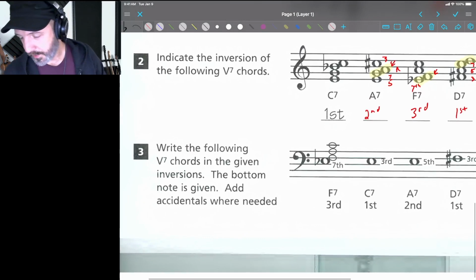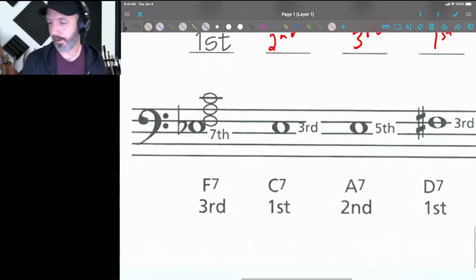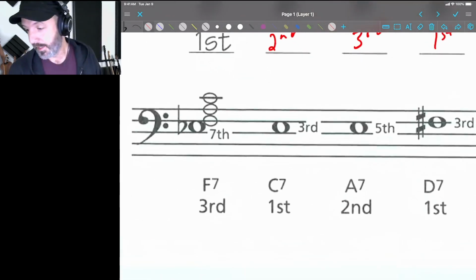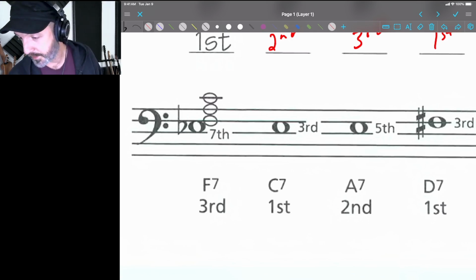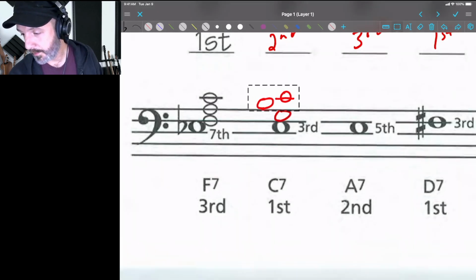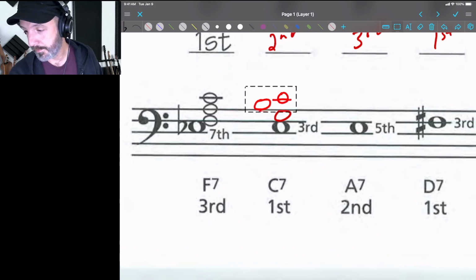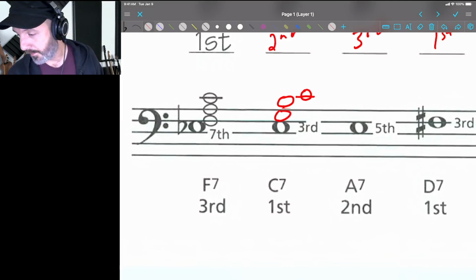Write the following 7th chords in the given inversions. The bottom note is given. Add the accidentals where needed. Okay, this is where it gets a little interesting. Let's not worry about the accidentals first. Let's just get the dots, and then we can come back and deal with the accidentals after the fact. So we know that's the 3rd. Let's put the 5th, the 7th, and then to the side of it. Or if you so desire, you could do this. That's fine too.